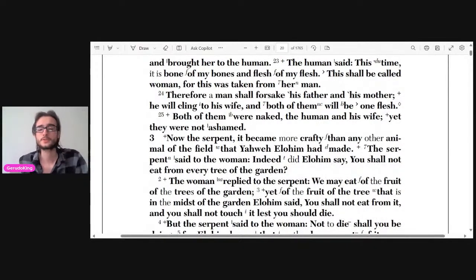Therefore, a man shall forsake his father and his mother. He will cling to his wife, and both of them will be one flesh. Both of them were naked, the human and his wife, yet they were not ashamed.